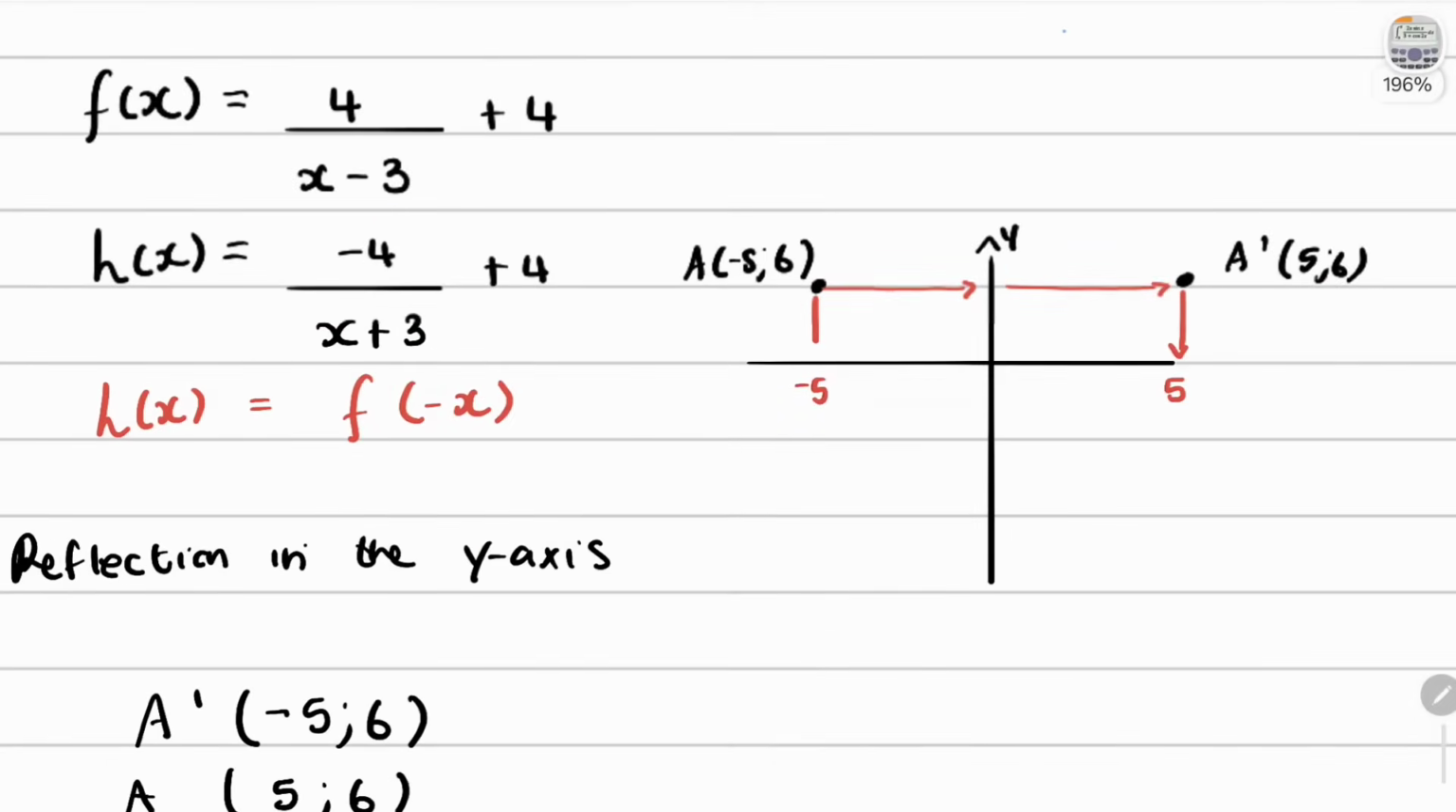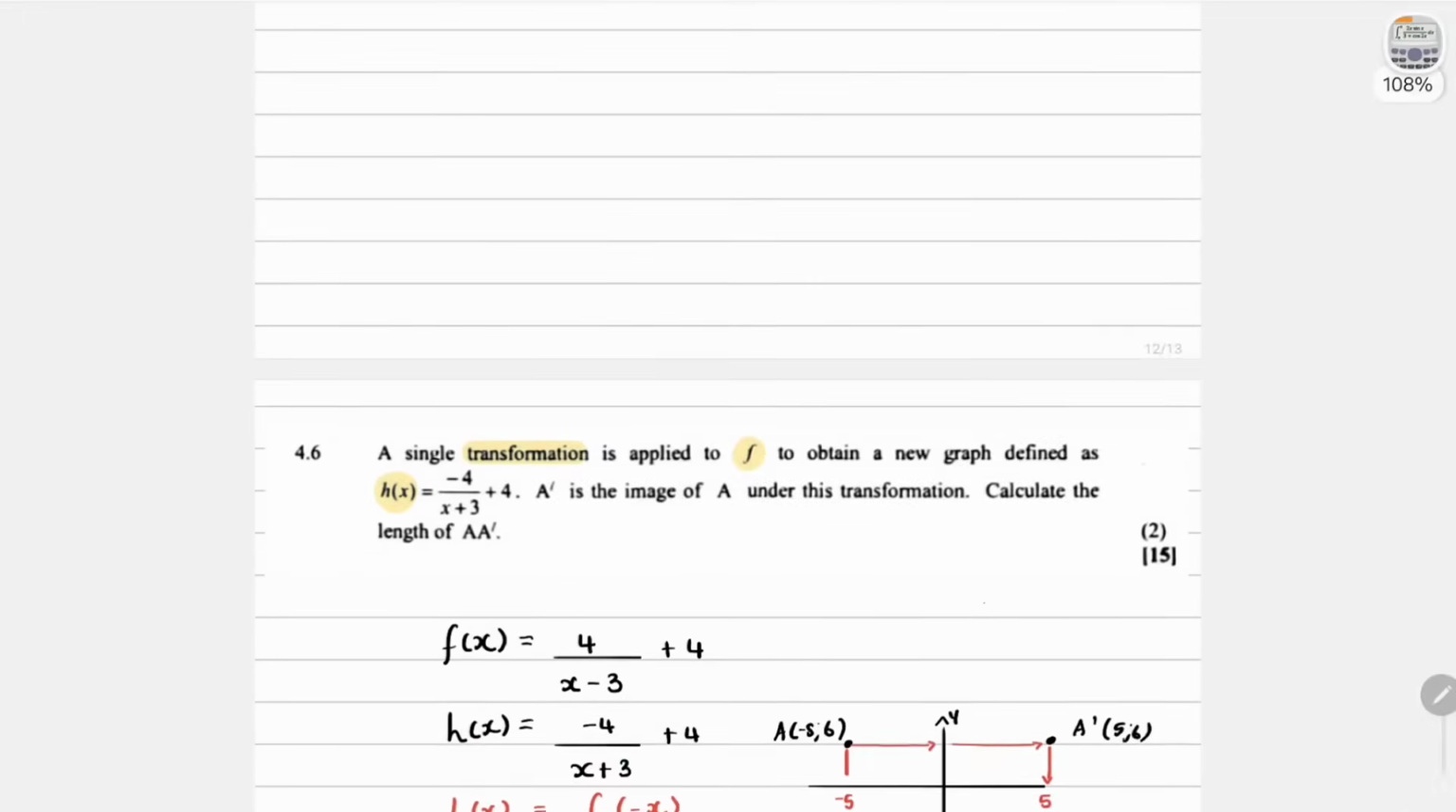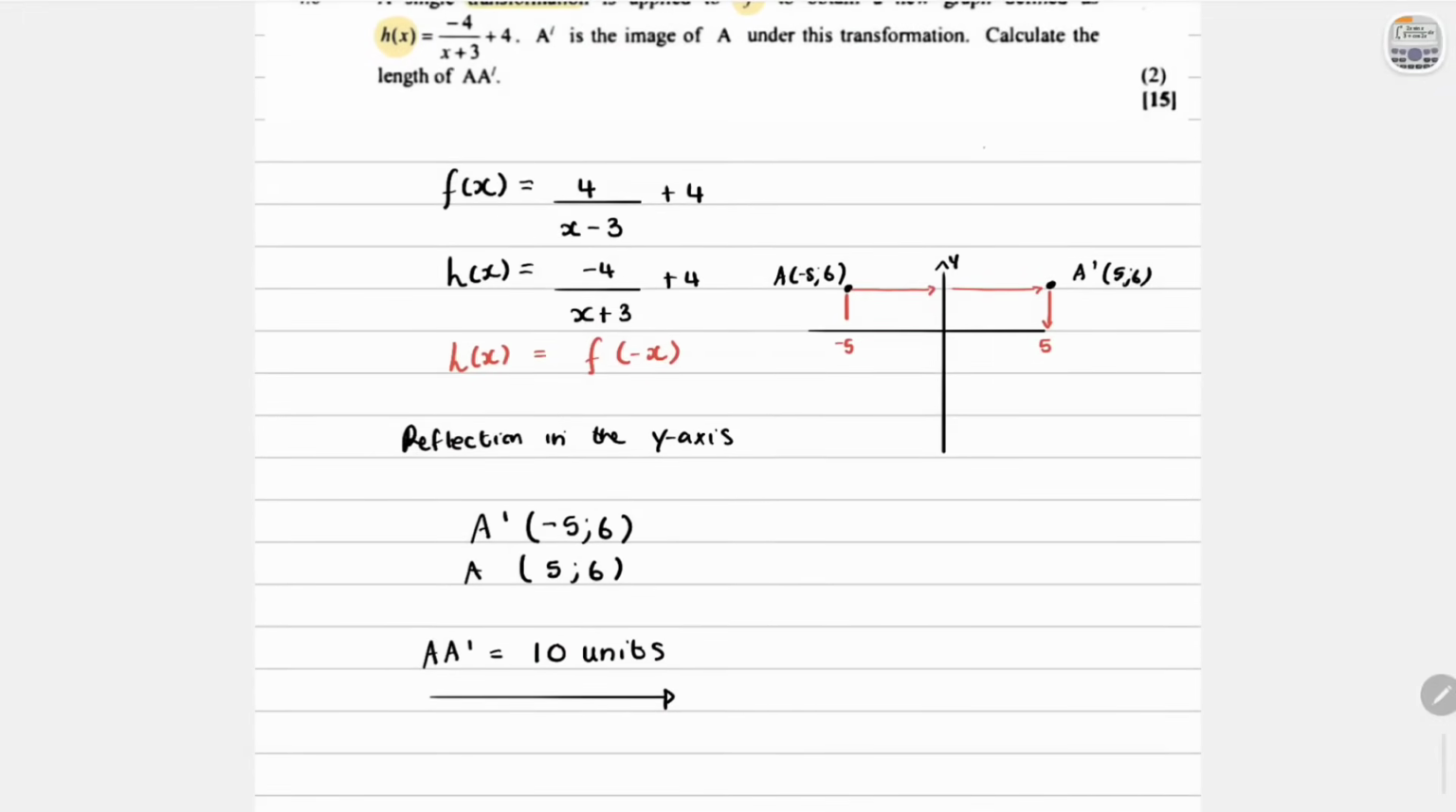So how many units is that in total? It is 10 units. So A prime is 10 units. Done. Okay, so that is the answer to that question. And that wraps it up for question 4. Moving on to question 5.